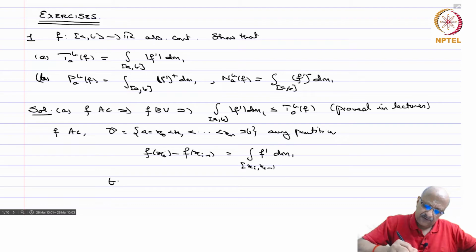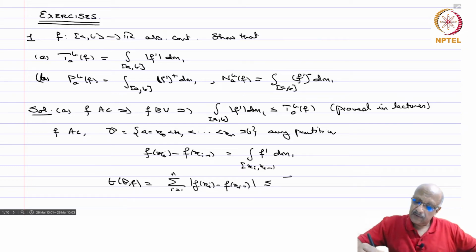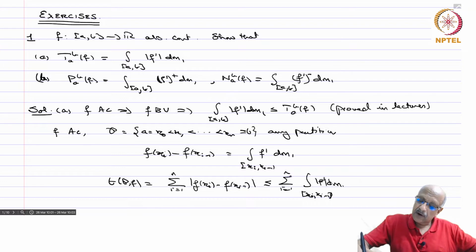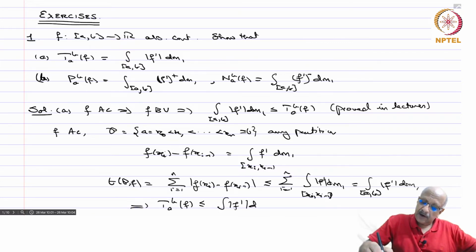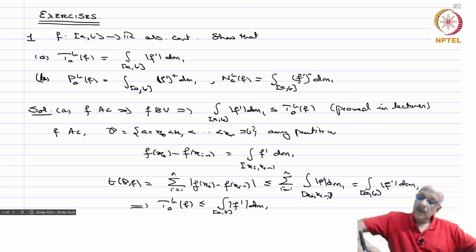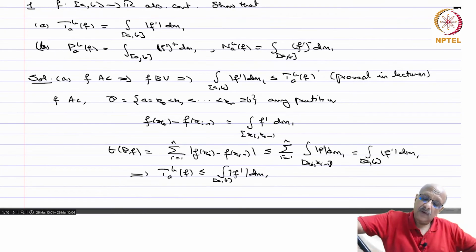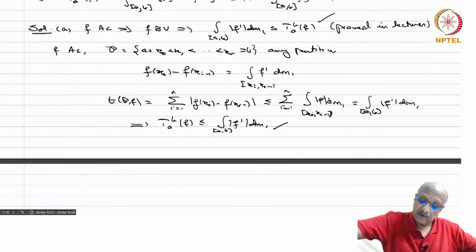And therefore you have T_P(f), where you have to take the modulus, which is equal to the sum from i=1 to n of |f(x_i) minus f(x_{i-1})|, less than or equal to the sum from i=1 to n of the integral over [x_{i-1}, x_i] of |f'| dm1, which is equal to the integral over [a,b] of |f'| dm1. And therefore this implies that T_a^b(f), which is the supremum, is also less than or equal to the integral of |f'| dm1 over [a,b]. So that completes the proof. You have both inequalities, one here and one here, and therefore that does the trick.